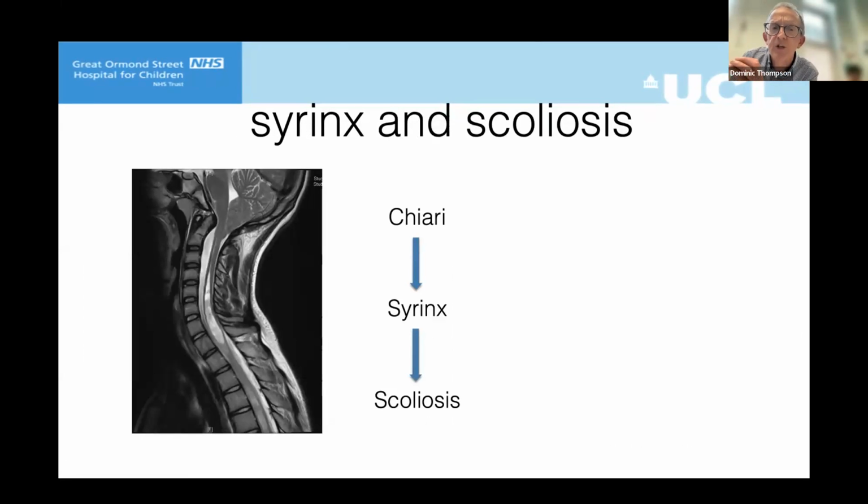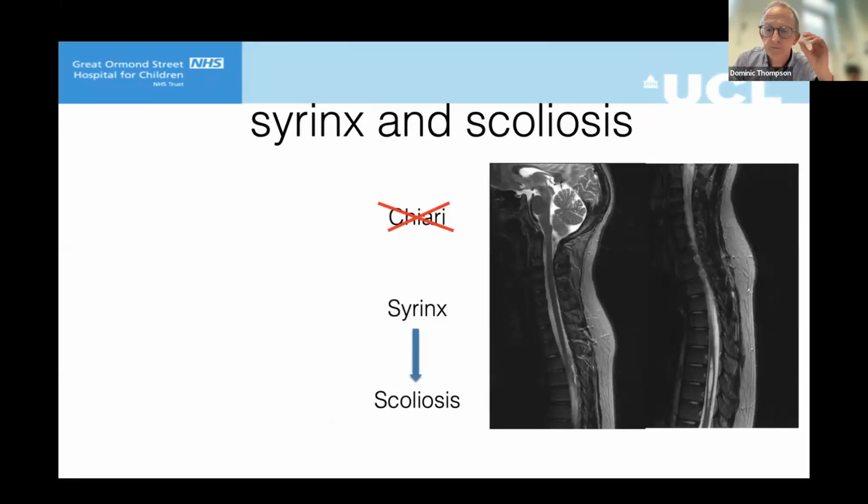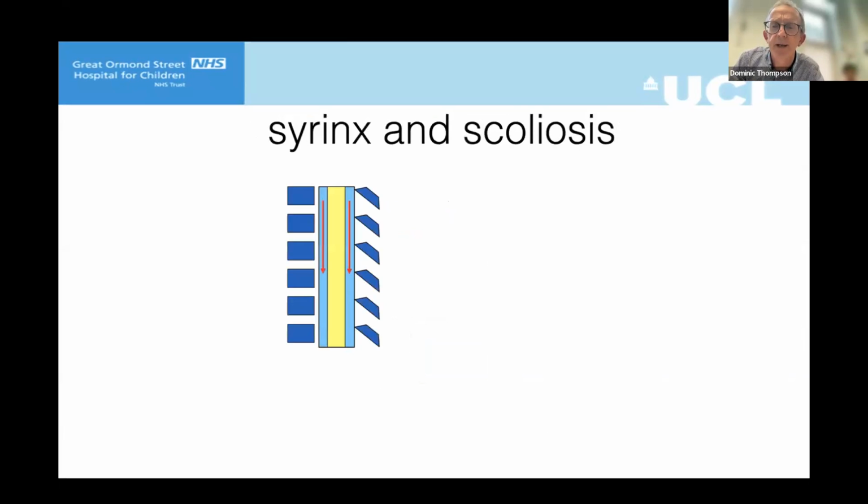What about the association between syrinx and scoliosis? We all know that Chiari can give you a syrinx that can cause scoliosis. But what happens when you have these cavities within the spinal cord? Often the radiologists will call them syrinxes, which are associated with the scoliosis, but there's no Chiari. Is there an association here?